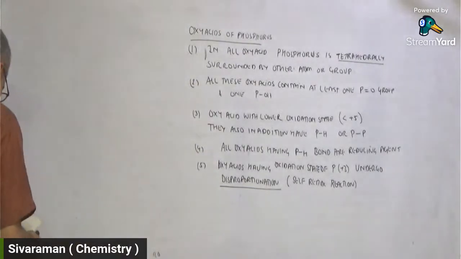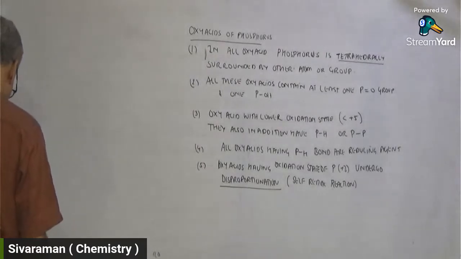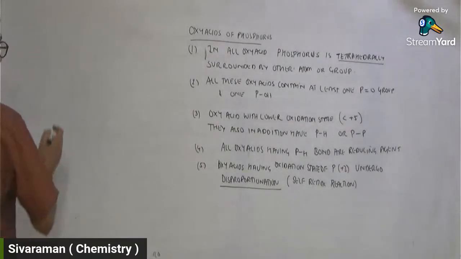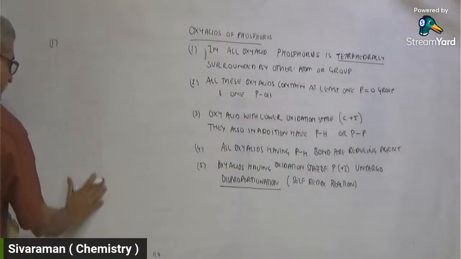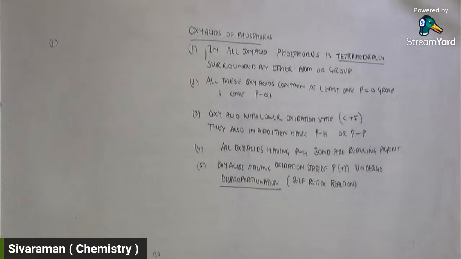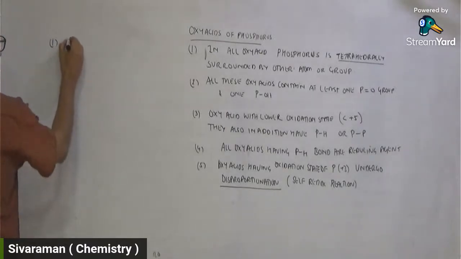Now let us look at the first one. I'll finish the first one and then you can take it down. The first one we are talking about is hypophosphorous acid.